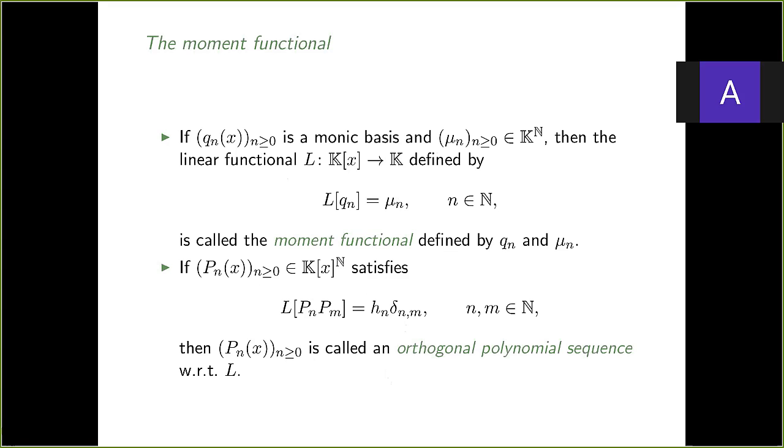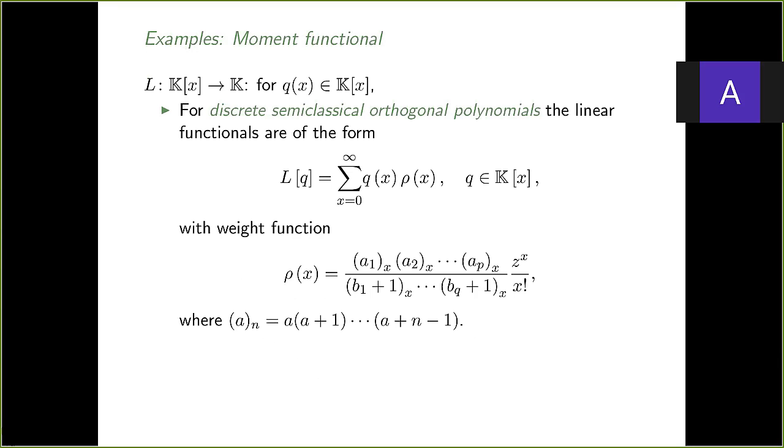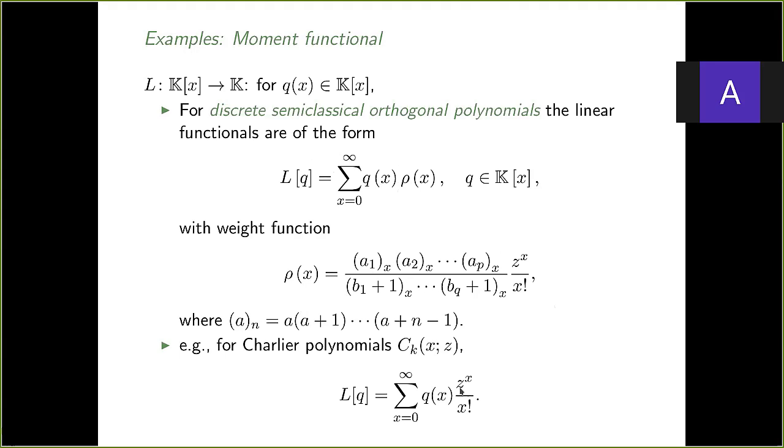The application that we have in mind is really for discrete semi-classical orthogonal polynomials. These moment functionals can look very complicated and don't have a closed form, but we are thinking of something that has a weight function. It's a discrete one, so we have a sum here. This is the polynomial, and the weight function looks like this with these Pochhammer symbols or rising factorials. If I think of q equal to 1, then what I have here is just a generalized hypergeometric function. And a simple example is the Charlier polynomials. Here this whole thing is 1, and I only end up with this weight.